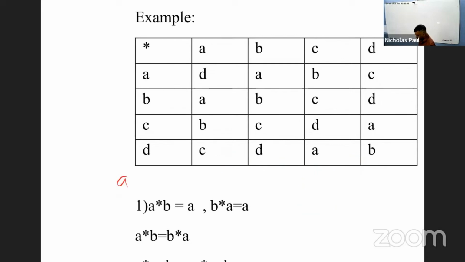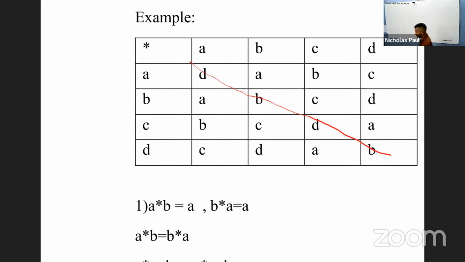Okay, so we just said that A star B is A. What is B star A? A. So it appears to be commutative, but that's not enough. We have to show that every single combination is commutative. So what you do is just check and see if the matrix is symmetric. So in your mind, fold the matrix along a diagonal. Are they identical?